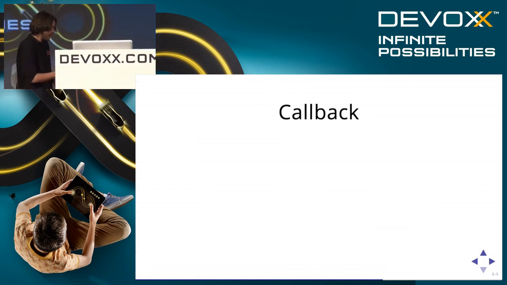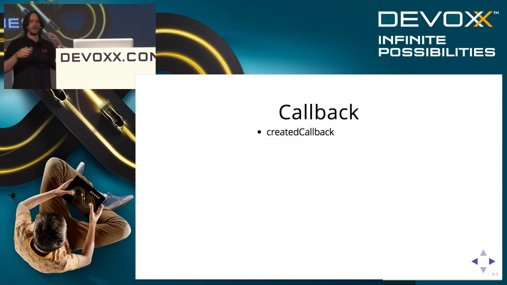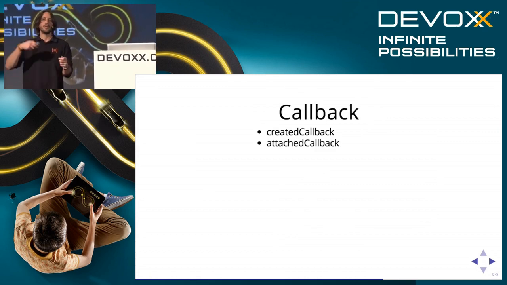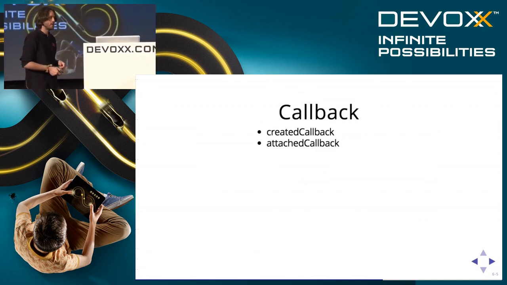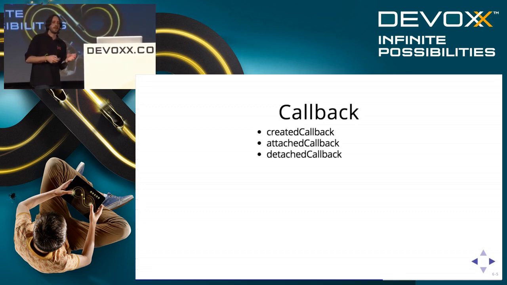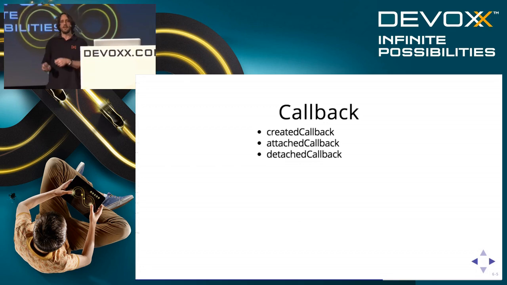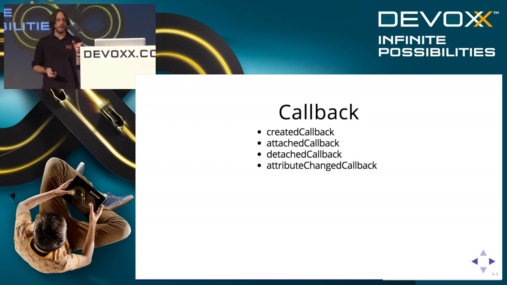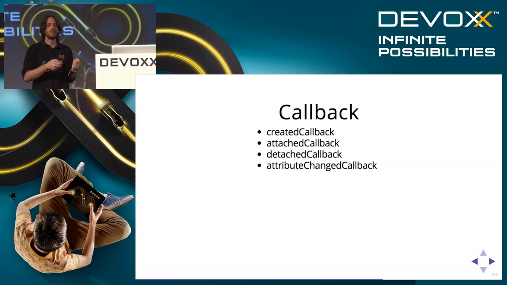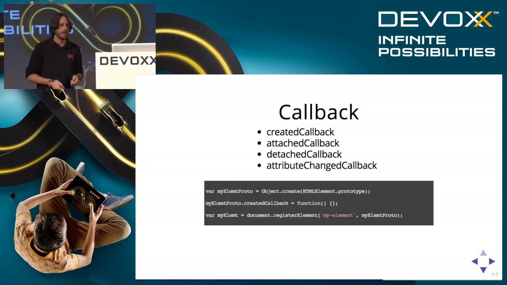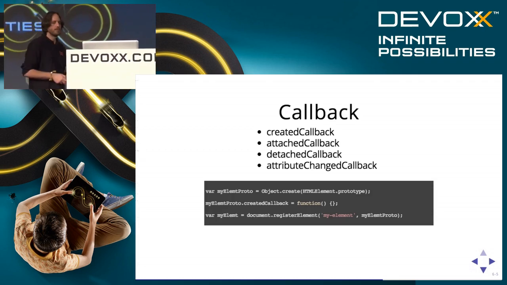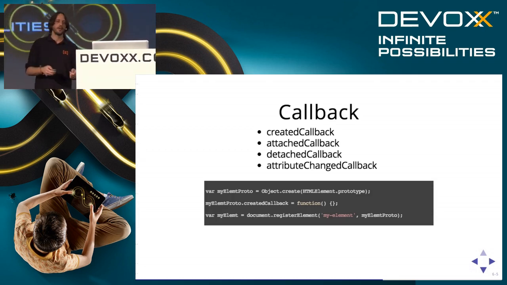We also have some callbacks that allow you to know what is happening with our custom element. We have the created callback to know that the element has been created and registered. We know with the attached callback that the element has been put in the DOM, and the detached callback tells us that the element has been removed from the DOM. And we also have this callback that is pretty nice that allows us to know that attributes change on this custom element. So to use this callback, you just have to add the method to the prototype, and you put the code you want inside.